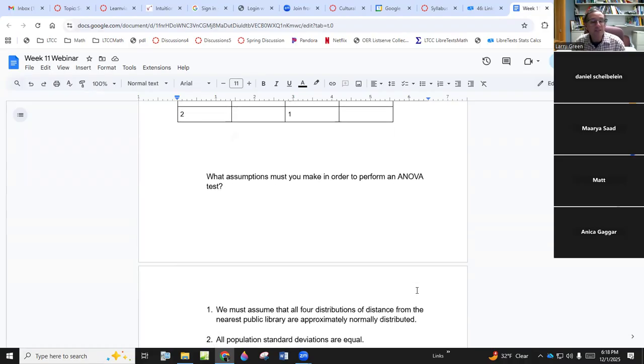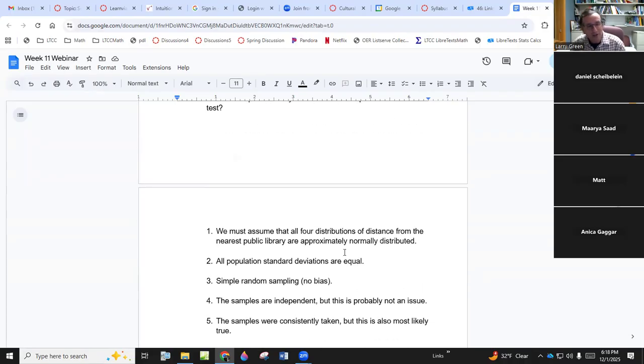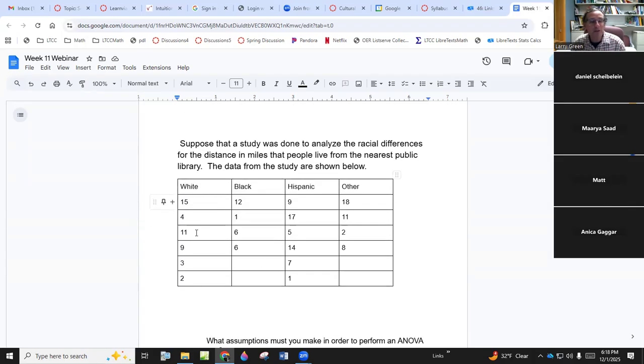And let's look at the assumptions. I'm just going to basically list the 5 assumptions and think about whether we really need them. Okay, must we assume we have approximate normality? How come? Why must we assume we have approximate normality? What do you notice about this study? So why must we assume we have approximate normality for each of the racial groups? And that's each of the racial groups' distance from the library. So why must that assumption be made?